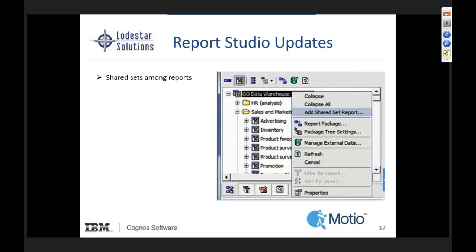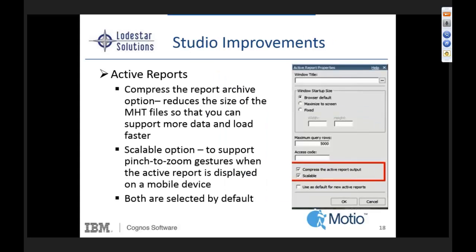So while we're on Report Studio, we're going to talk about active reports. There are a couple of minor changes to Active Reports, and then there's one major enhancement. We're going to start with a couple of less, quote-unquote, sexy improvements here. It gives you the ability to compress the Active Report output and to make it scalable. Compressing it obviously just shrinks that size and makes the data quicker to load.